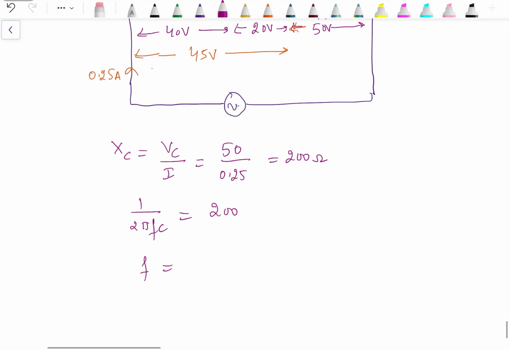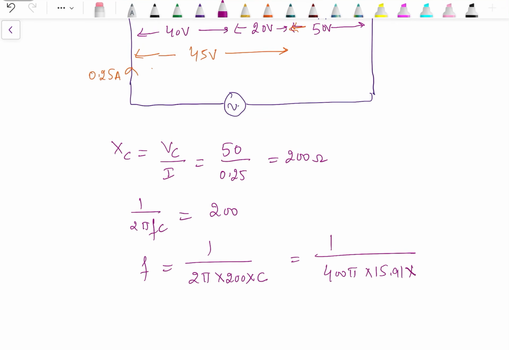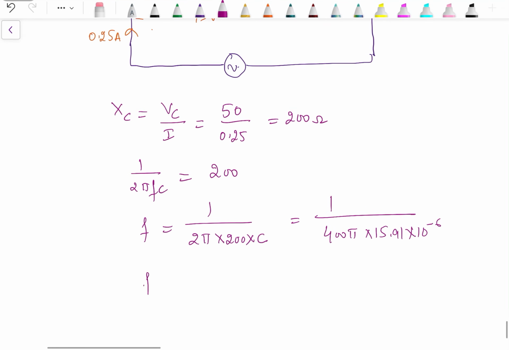So frequency is actually 1 upon 2 pi into 200 into C, 400 pi into 115.91 into 10 raised to the minus 6. So this gives a value of frequency as 50.02 Hertz.